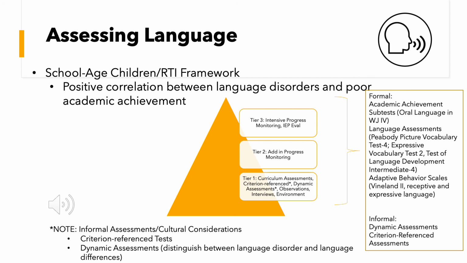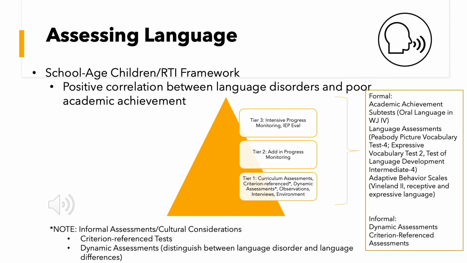Formal assessment examples to provide data on students' strengths, needs, and intervention include the subtests and academic achievement tests, for example, the oral language segment in the Woodcock-Johnson 4; adaptive behavior scales, for example, the Vineland 2; as well as speech and language pathologist assessments. Informal assessments include teacher-parent observations and interviews, environmental assessments, criterion referenced assessments, and dynamic assessments.